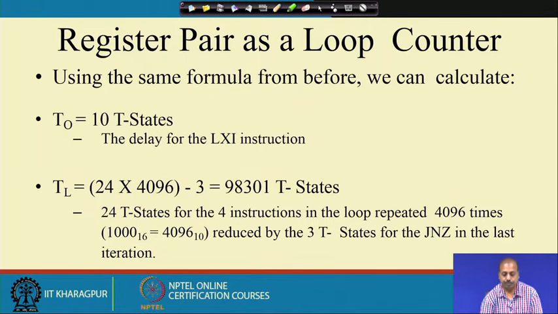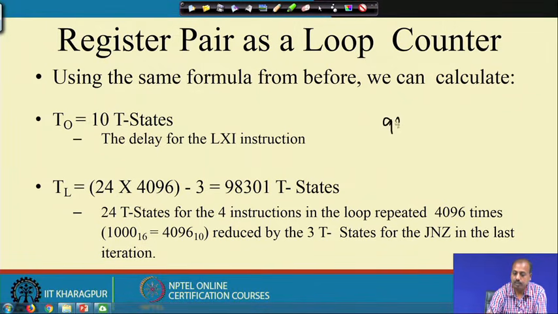So, 24 T states of 4 instructions in the loop repeated 4096 times, reduced by 3 T states for the JNZ in the last iteration. The total time is 98301 plus 10, so 98311. Based on that, you can find out the total delay. So this is your 98311 divided by 2 megahertz.